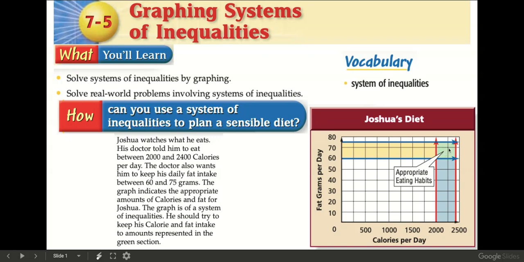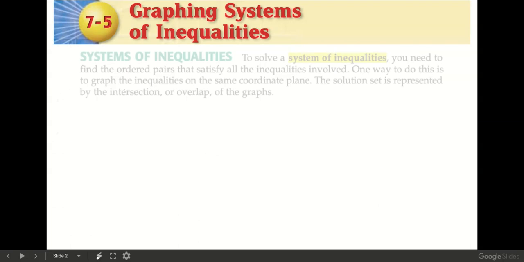day that he's eating. So this would represent a system of inequalities, and the solution to the system can only be represented graphically because there's an infinite number of points that occupy this shaded area right here, this overlapping shaded area. So that's what we're going to examine today.